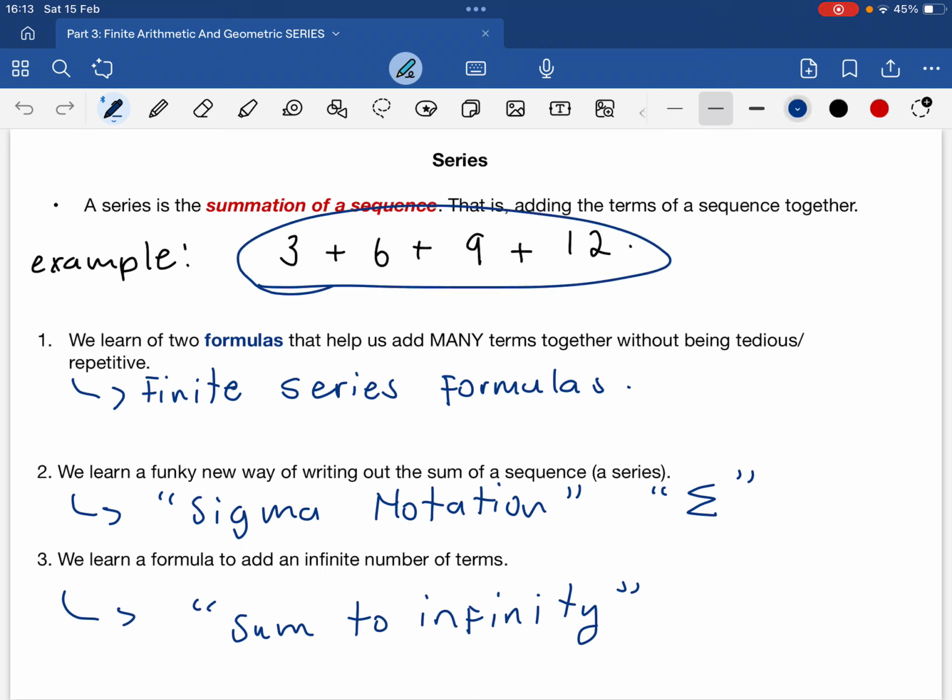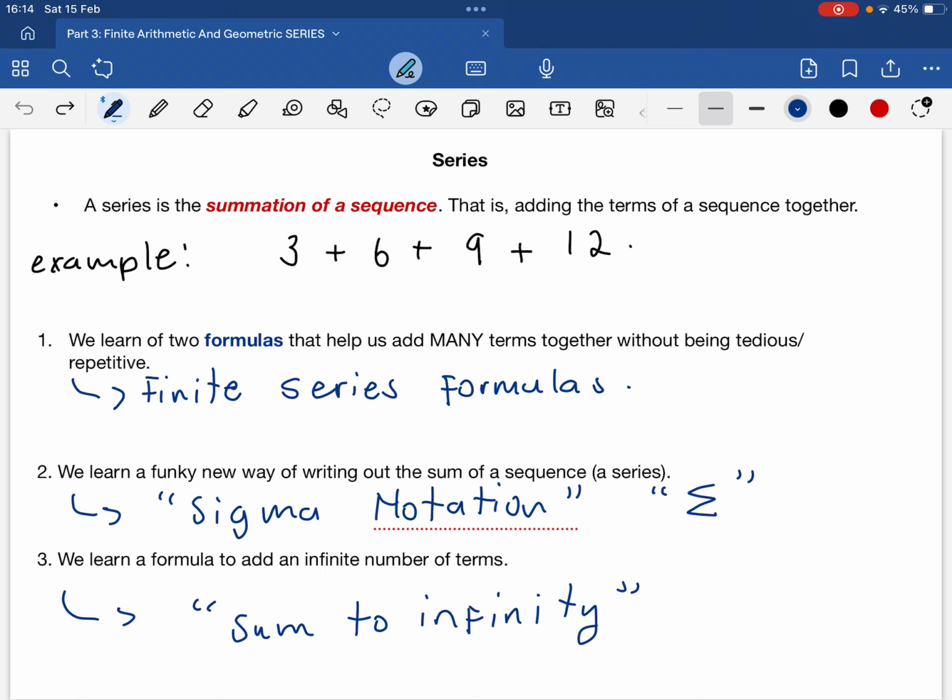For example, this is a sequence. We've just replaced the semicolons with pluses, right? So it's a series. Now, it's very easy to compute the value of this one. 3 plus 6 plus 9 plus 12 just gives us 30. Okay?